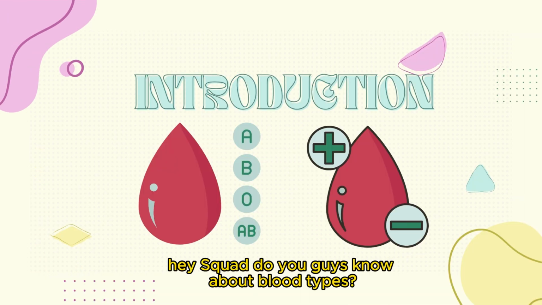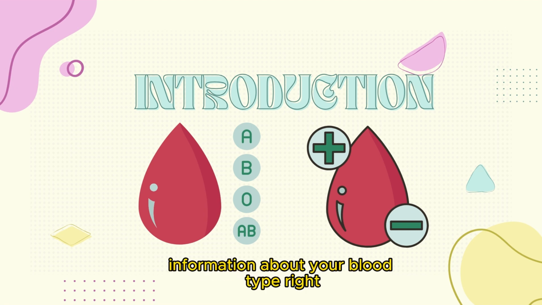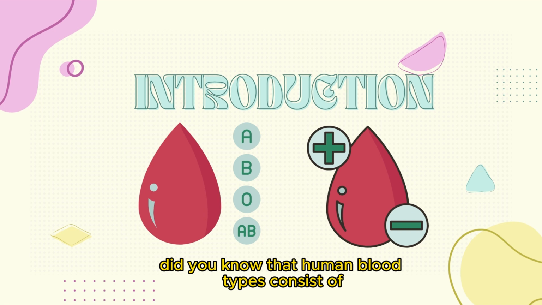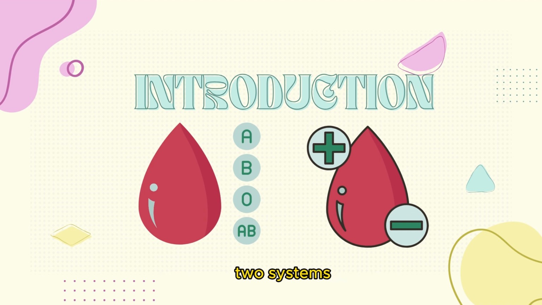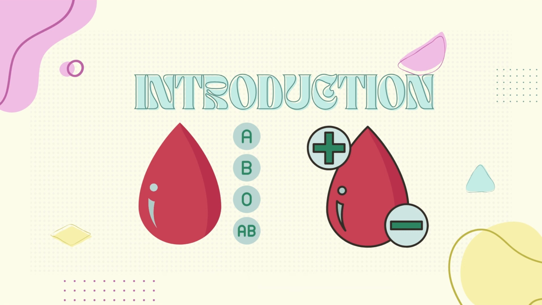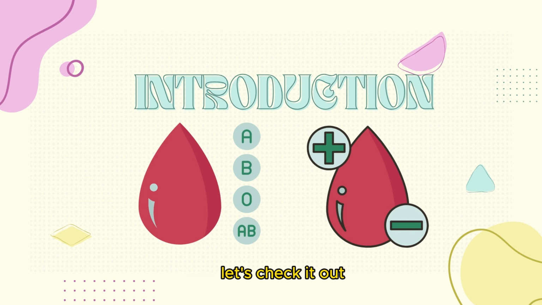Hey Scott, do you guys know about blood types? Usually, you already have information about your blood type, right? Well, this blood type information is quite crucial. Did you know that human blood types consist of two systems? Yep, the ABO system and the rhesus system. So, what do you need to know about blood typing systems? Let's check it out.